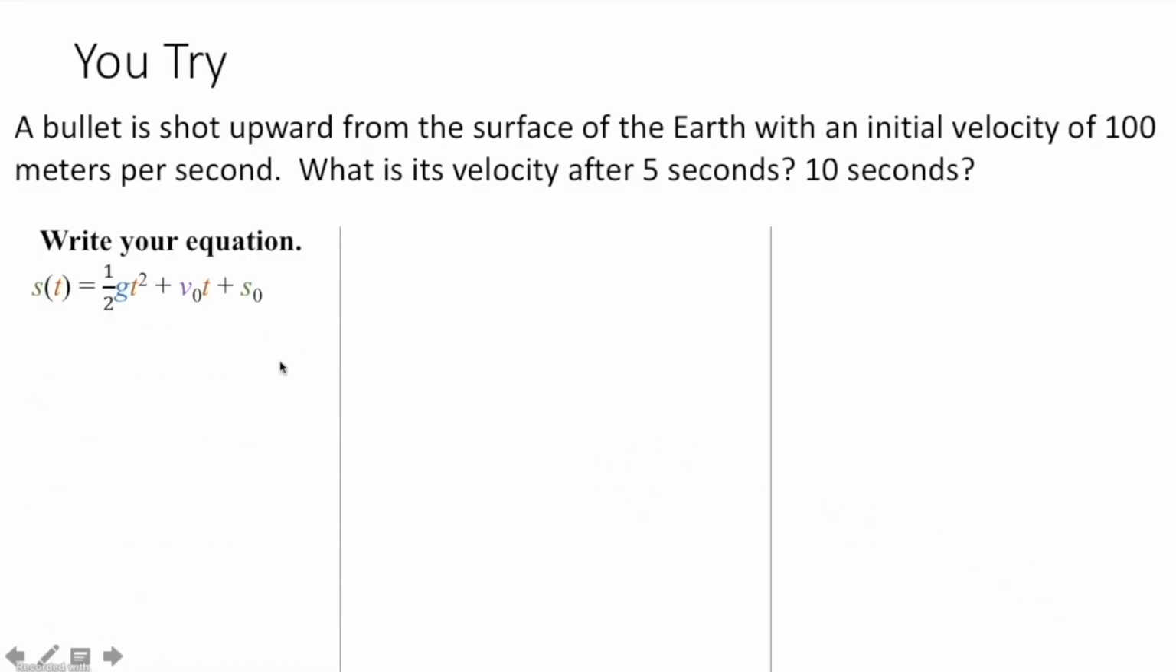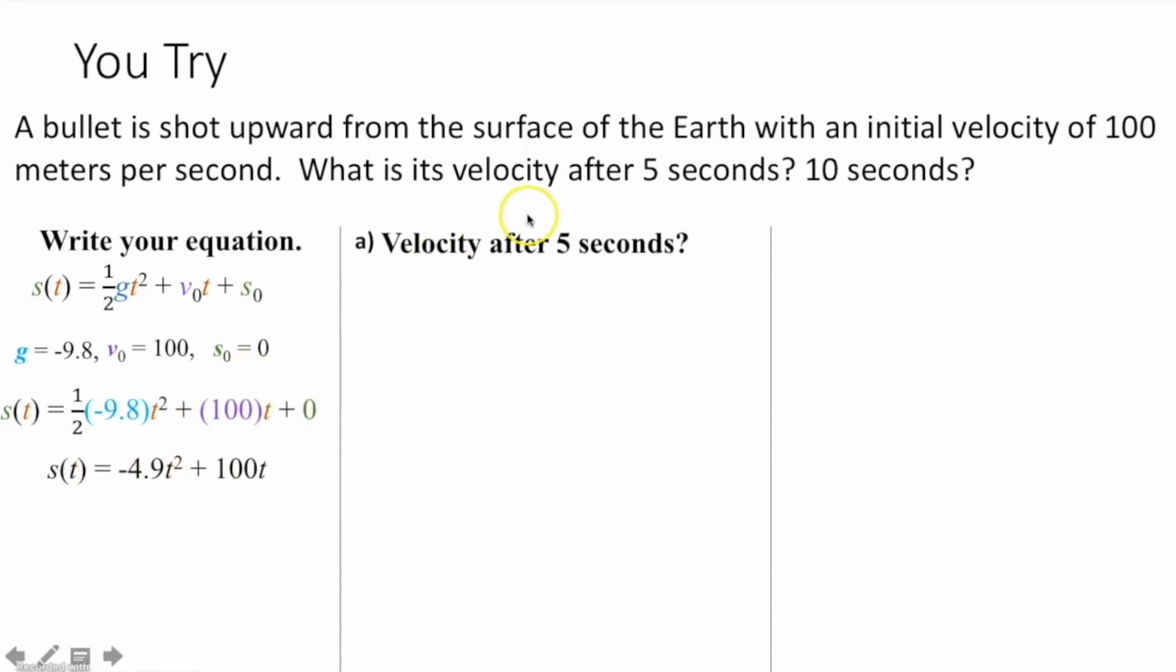First, we need to write our equation, and we're using meters per second this time. So the acceleration due to gravity is going to be negative 9.8 meters per second squared. We also know that the initial velocity is 100 meters per second, and you're shooting from the surface of the Earth. Therefore, your initial height is 0. Plug those in, and you would get your position function.